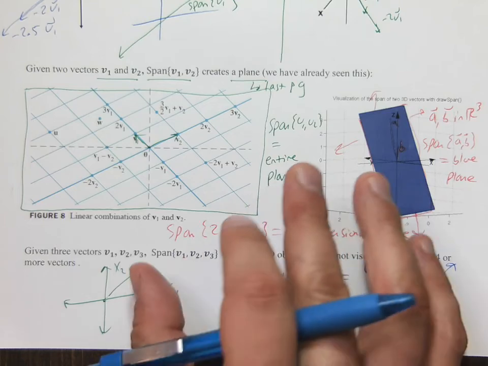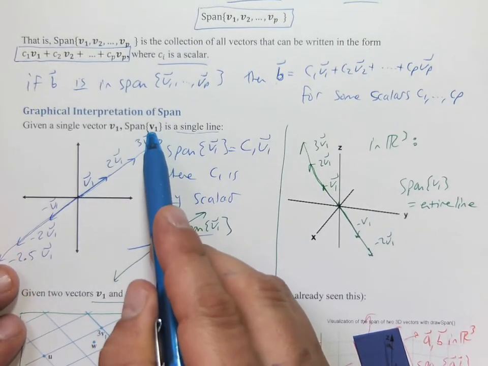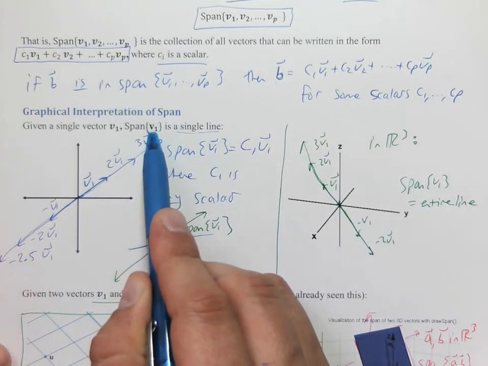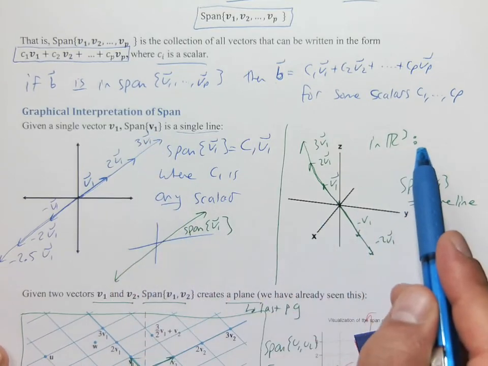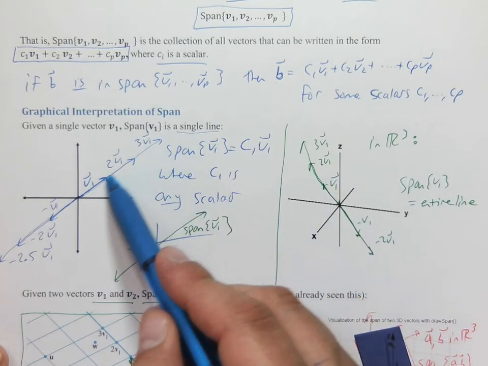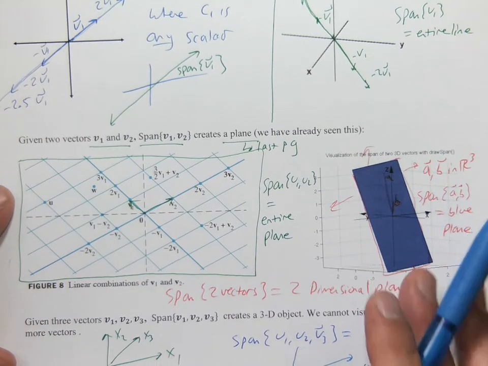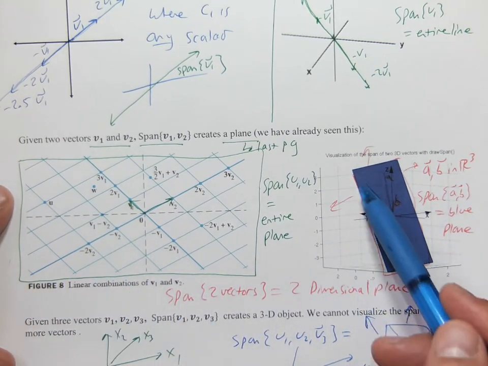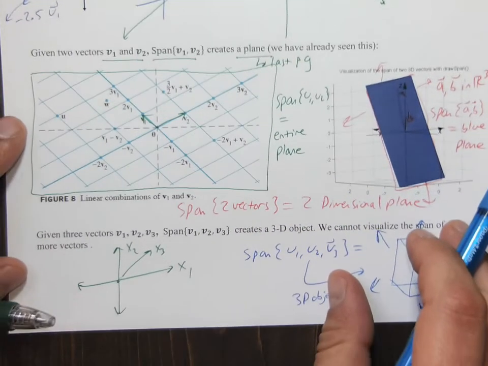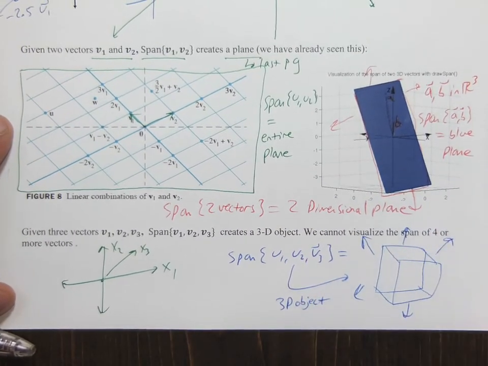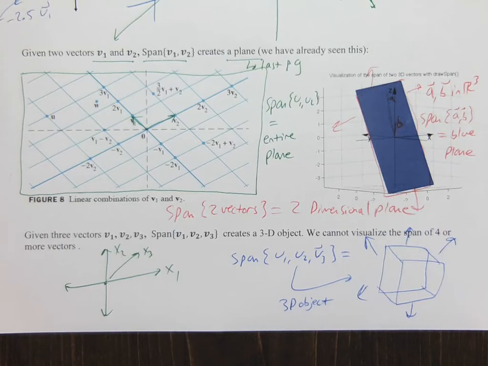And so let me just review one more time. If we have the span of a single vector, no matter the dimension of the space we're in, whether it's in R1 or R2 or R3, when you do the span of a single vector, it creates a line. The span of any two vectors, whether we're in R2, R3, etc., creates a two-dimensional plane. The span of three vectors creates a 3D object, okay? It's true that the span of four vectors creates a four-dimensional object. We just don't know what that looks like, and so we can't actually draw something like that.